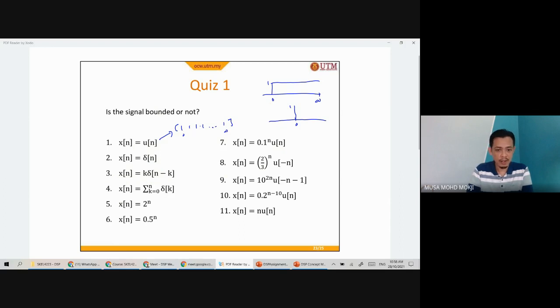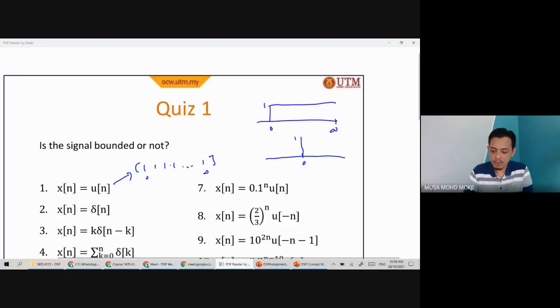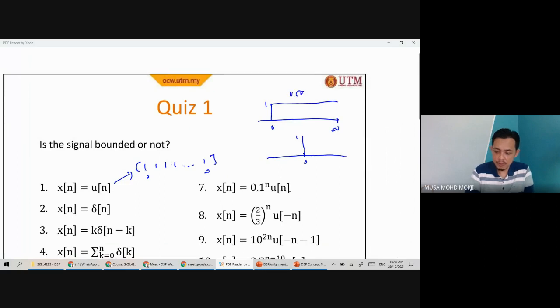Okay, let's do another one. The last one, 11. No, this is almost the same as that one. Okay, number 10: x[n] equals 0.2 to the power n minus 10 u[n]. So this is u[n], and this is delta[n].